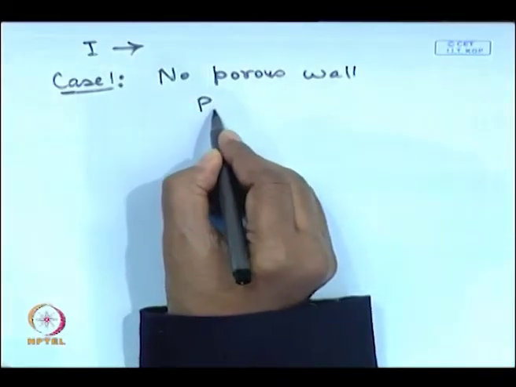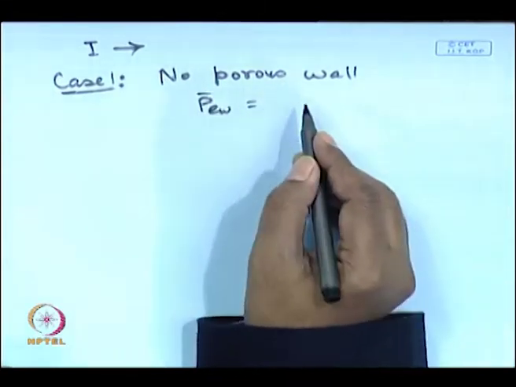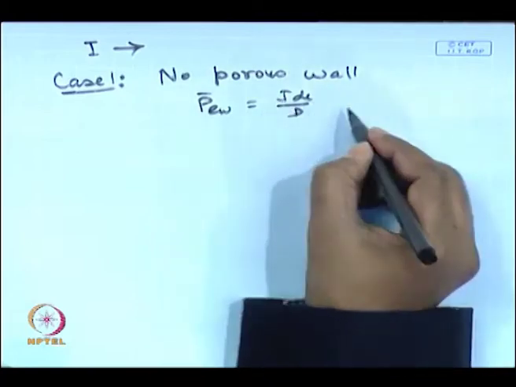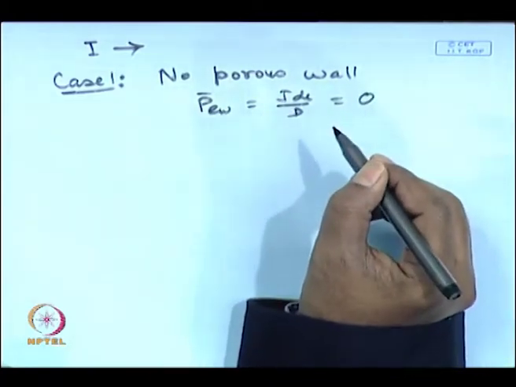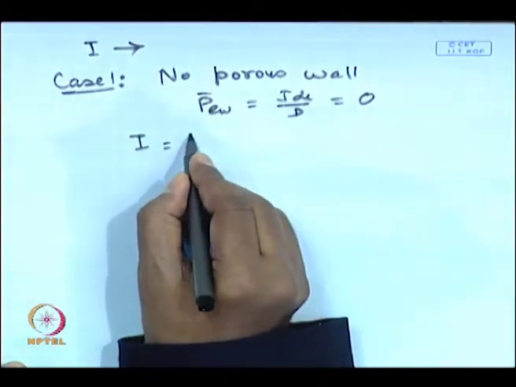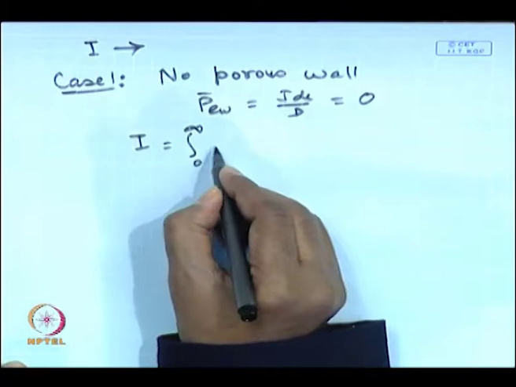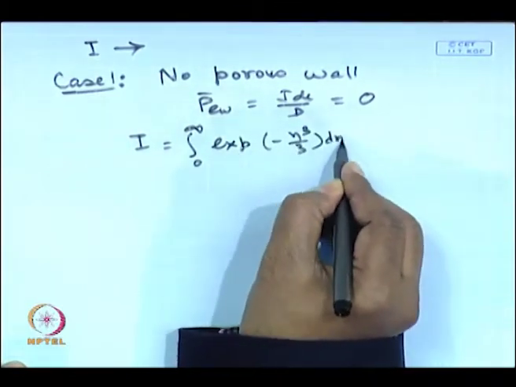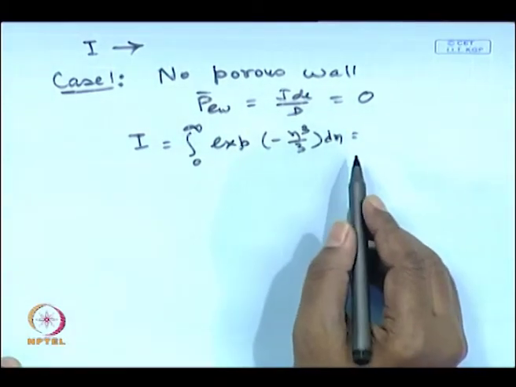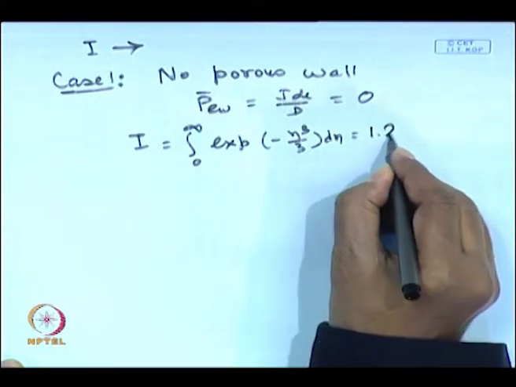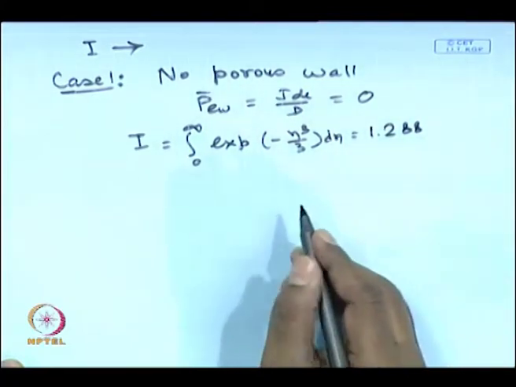If there is no question of permeate flux, the Peclet wall, which is nothing but non-dimensional permeate flux J d by D, there J is equal to 0, that means Pw equal to 0. So in that case you can evaluate the integral I, and the integral I becomes the integral of exponential minus eta cubed by 3 d eta. This you can evaluate numerically, and this integral turns out to be 1.288.